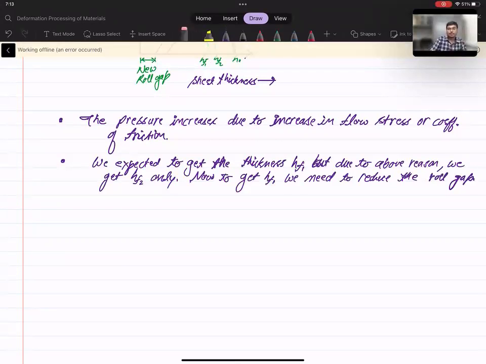Okay, so these were the parameters or facts related to rolling that we discussed in this particular course. This does not include all the parameters and everything in detail, but this was a glimpse of the rolling process which is used for metal forming operations.